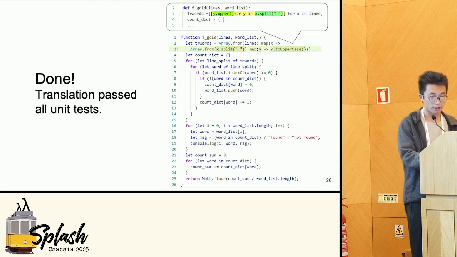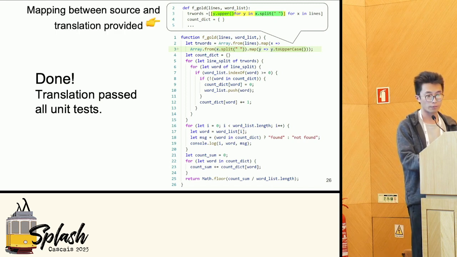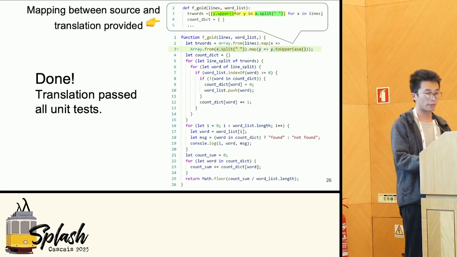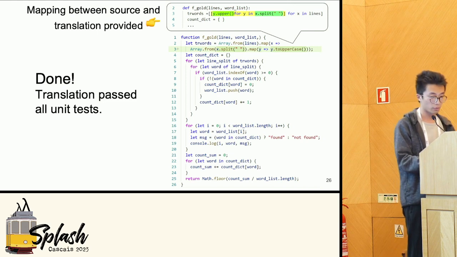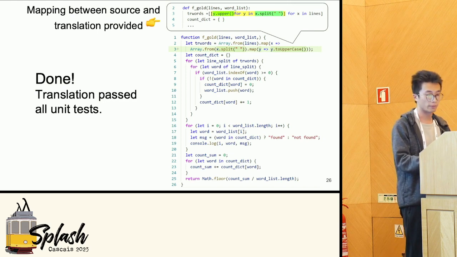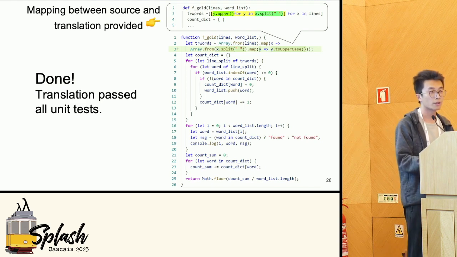The translation is done when the translation passes all unit tests, and the user can hover on a piece of the translation to see the mapping to the source code and the rule applied. Notice that the translation process is fully explainable and controllable. This is also an advantage over code translation using language models.